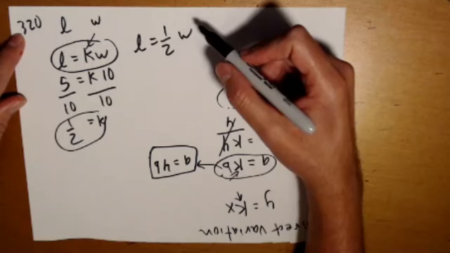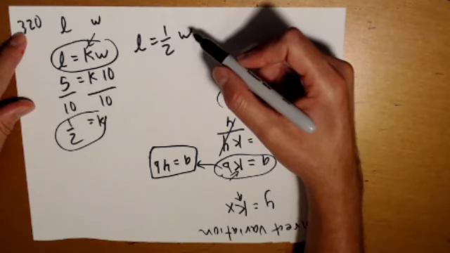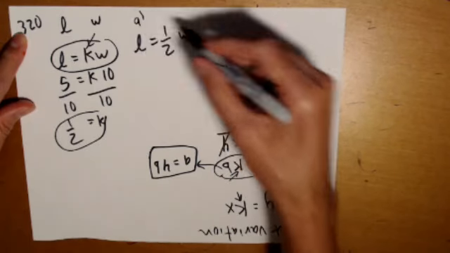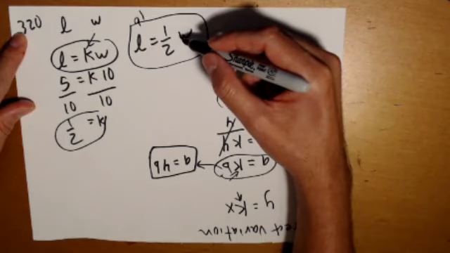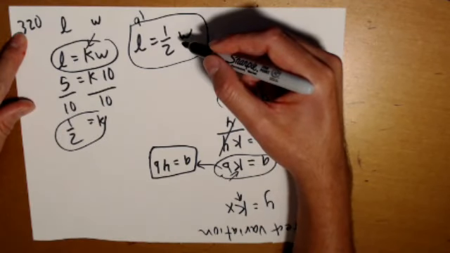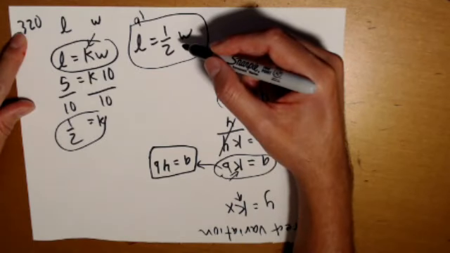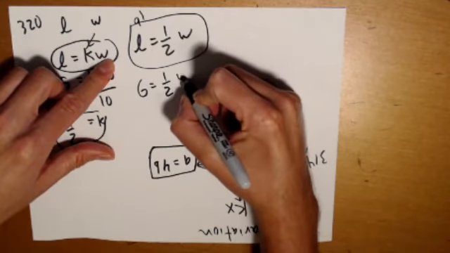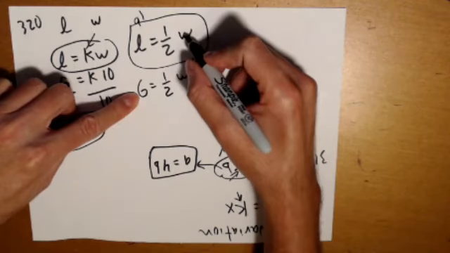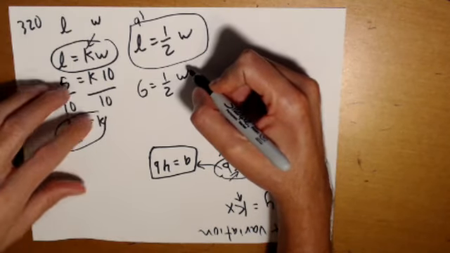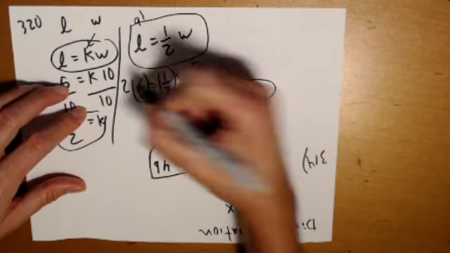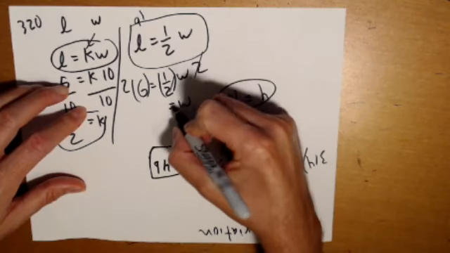Okay, what was this? 320. A, write the equation that relates the length of the spring to the weight. So here's part A. Part B, is there part B? B. What weight of watermelon would stretch the spring 6 inches? So the length would be 6. So 6 equals 1/2 W. So you plug in 6 for the length. We're trying to figure out the weight of the watermelon. So to get rid of that 1/2, I would multiply both sides by 2. So that would make the 2 and the 1/2 disappear. So the weight would be equal to 12.